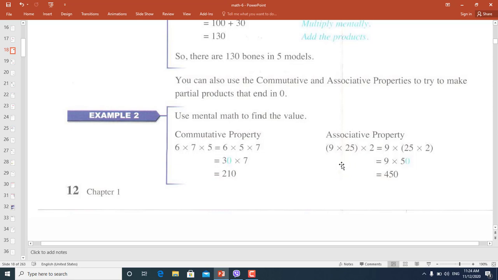And from the associative property, we have parentheses. We will change the place of the parentheses. We have 9 times 25 in parentheses, so we make it another two numbers inside the parentheses: 9 times 25 times 2. First let's solve the numbers in parentheses. 25 times 2 is 50, times 9. We bring down the 0, and 9 times 5 is 45.